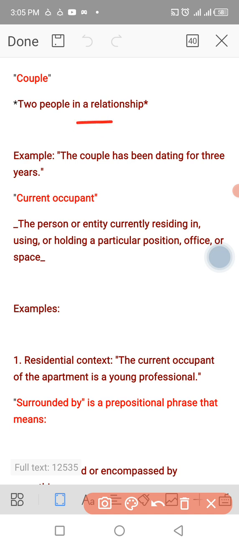Couple is two people in a relationship. The couple has been dating for three years. Current occupant is the person or entity currently residing in, using, or holding a particular position, office, or space. Presidential context: the current occupant of the apartment is a young professional.